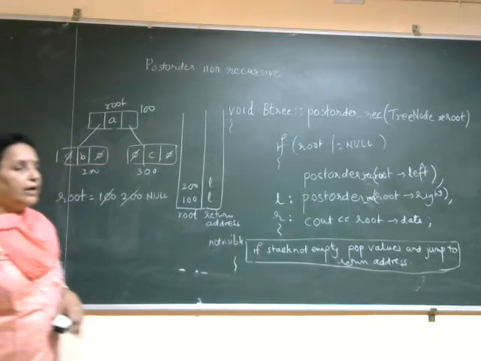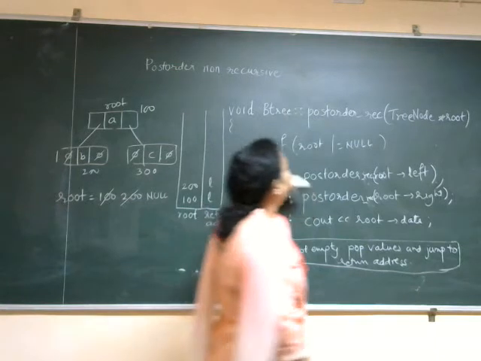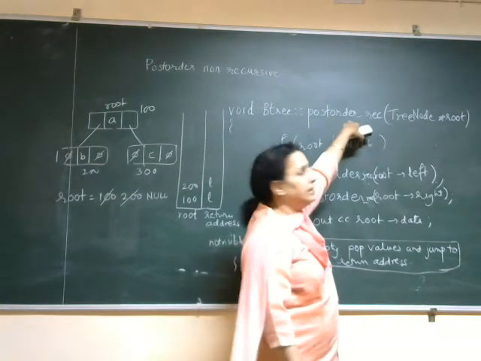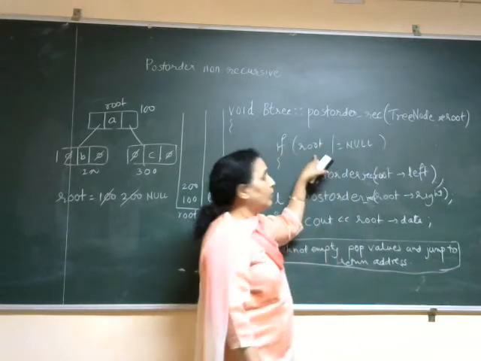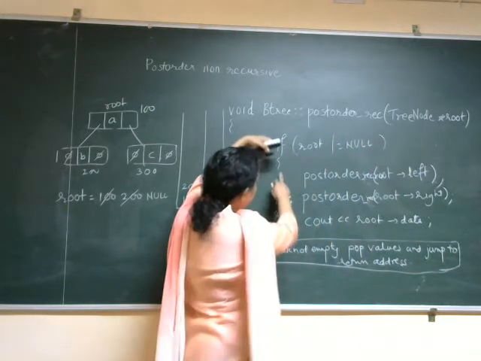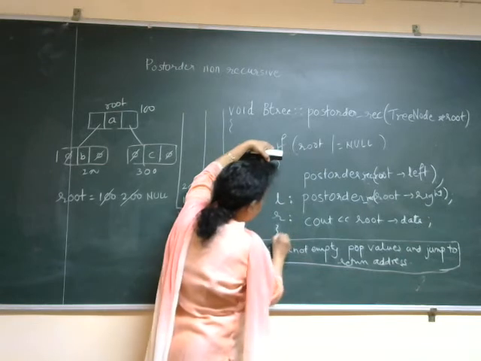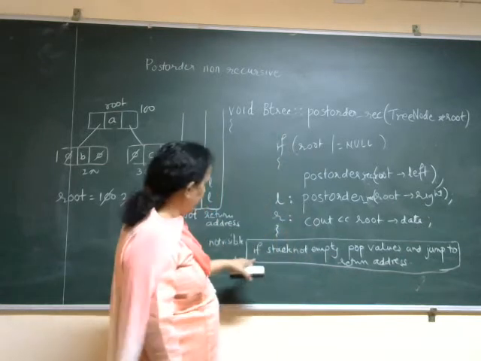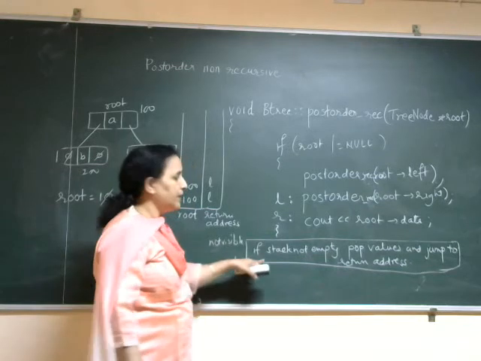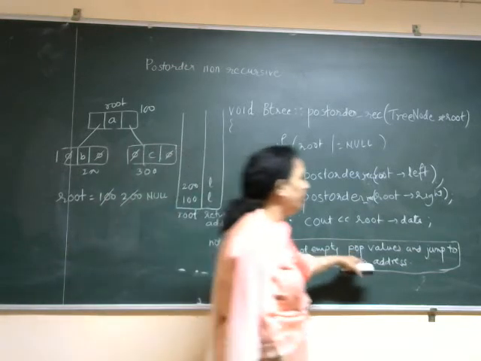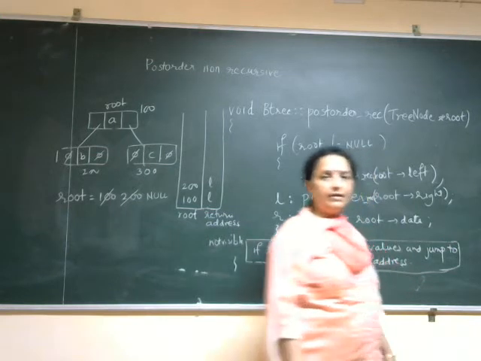Okay. Now again I am calling this. So I will come back to this. Now what my root is what? Null. So I will check over. Now root is null. So if root is null, it will not enter in this if. Okay. It will come to this statement. So at the end, there is invisible statement, that is stack not empty, pop values and jump to return address.